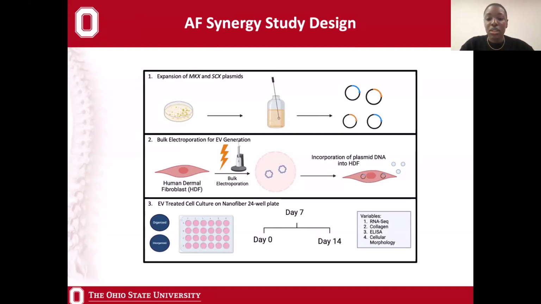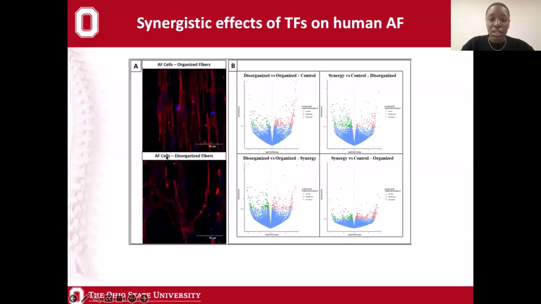So in this case, we're analyzing similar variables where we're doing gene expression, collagen, protein expression, as well as cellular morphology. This is also an ongoing study, but so far we're able to see clear morphological differences across the fibers, and that the cells carry a more standard fibroblast-like shape on the organized fibers compared to the branch shape on the disorganized fibers.